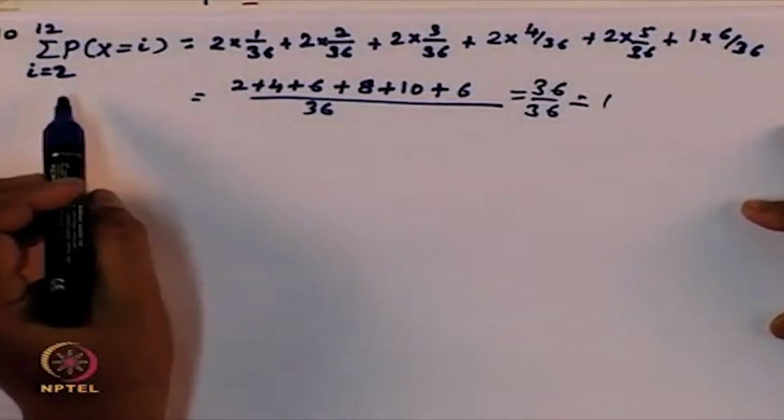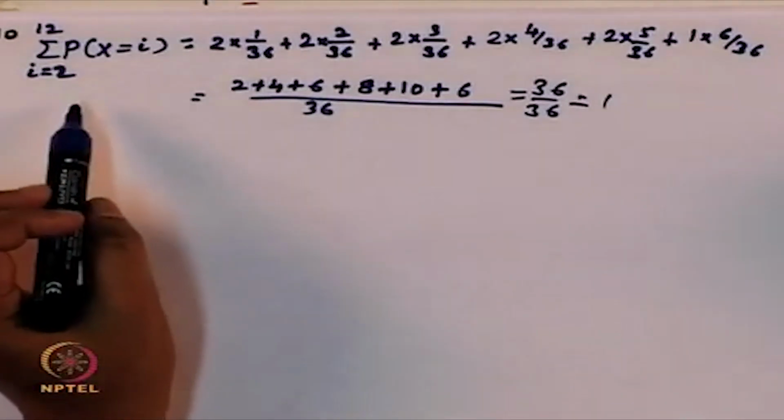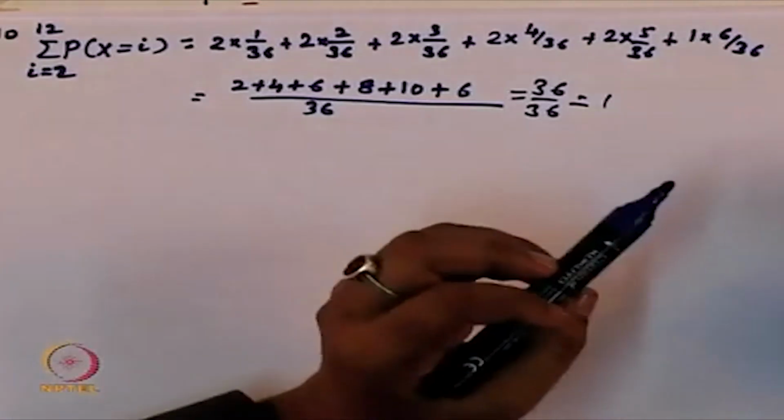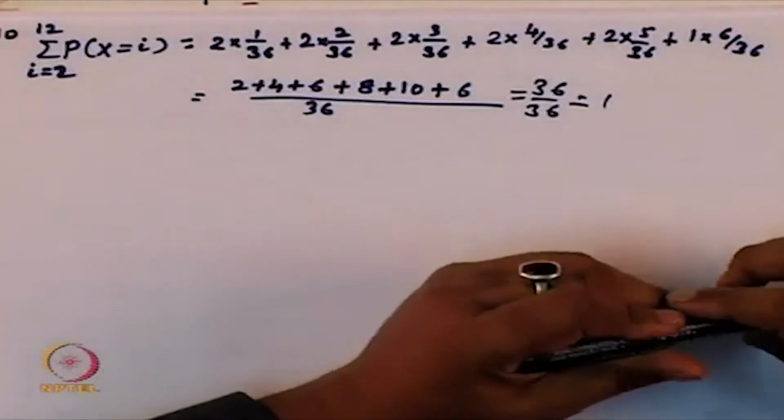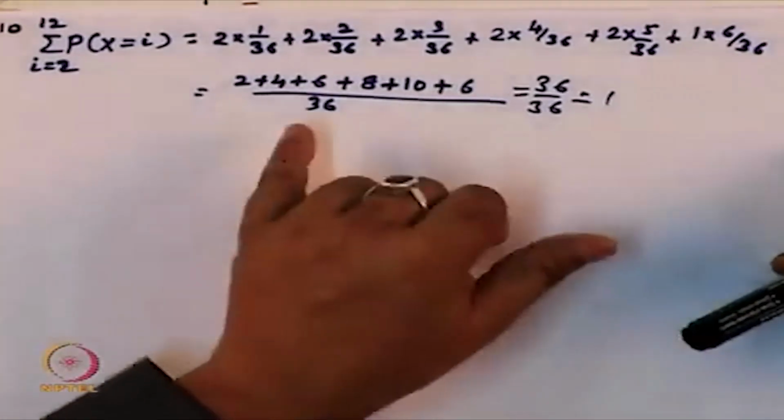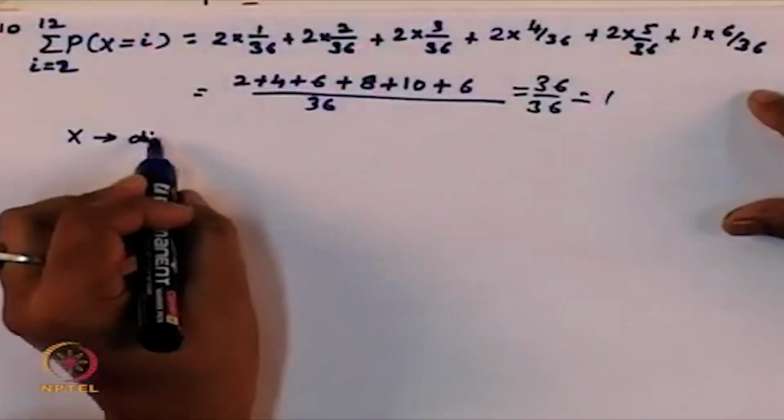Okay. So, what you see is for a random variable, x in our case is a discrete random variable, and I can determine that the summation of probability of x equal to i, over the entire sample space, is equal to 1. Okay. So, you can define any random variable, and in this particular case x is a discrete random variable.